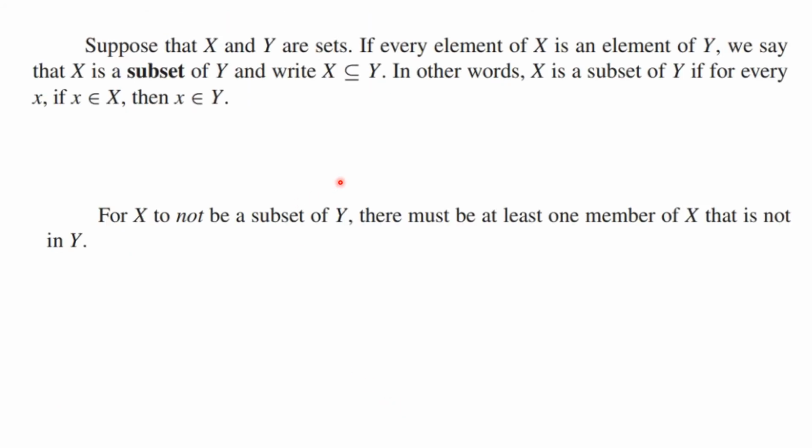And we say if every element of X is an element of Y, we say that X is a subset of Y, and write it this way. Note this allows for the sets to actually be equal. For X not to be a subset of Y, there must be at least one member of X that is not in Y.